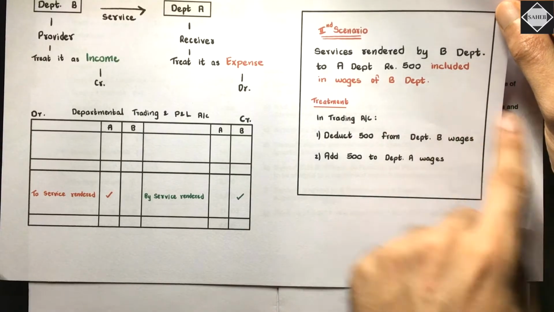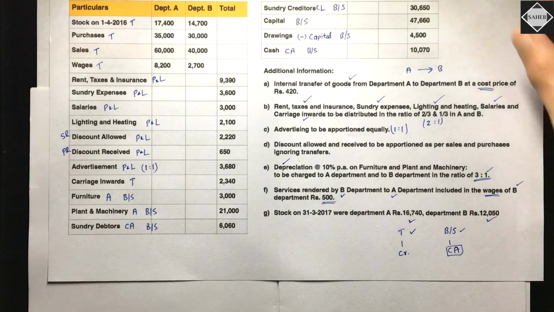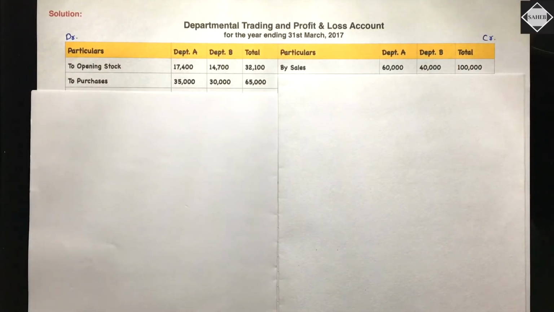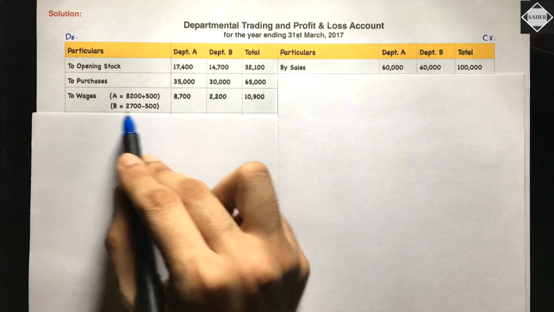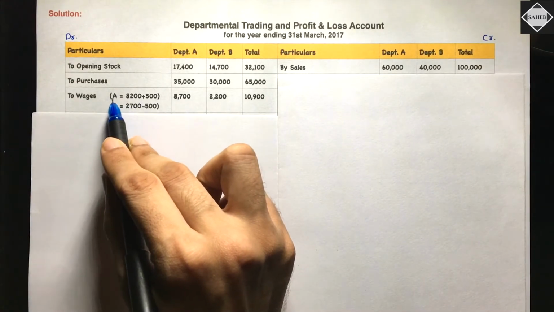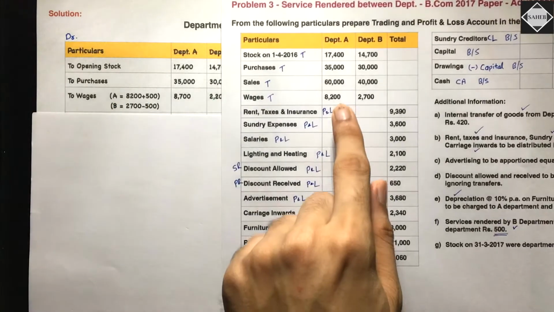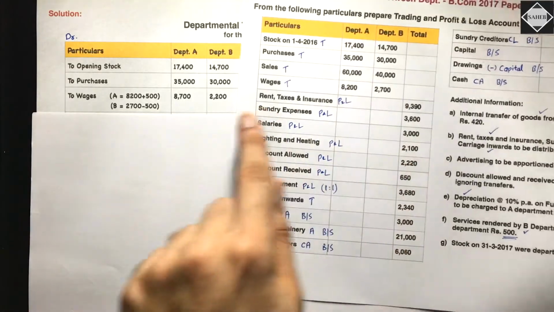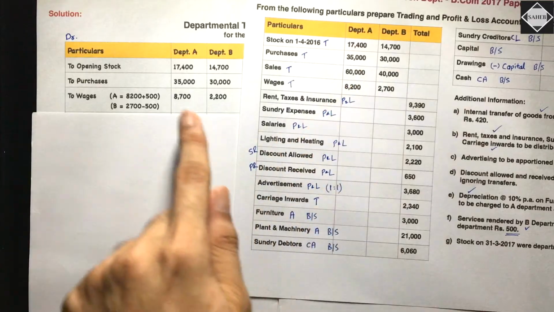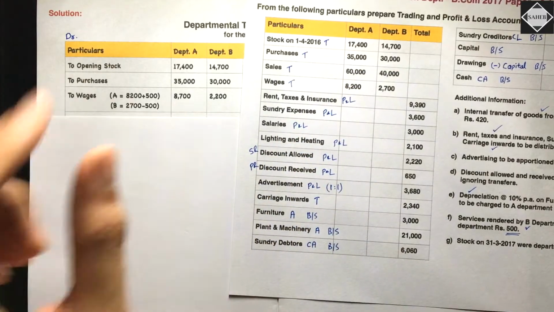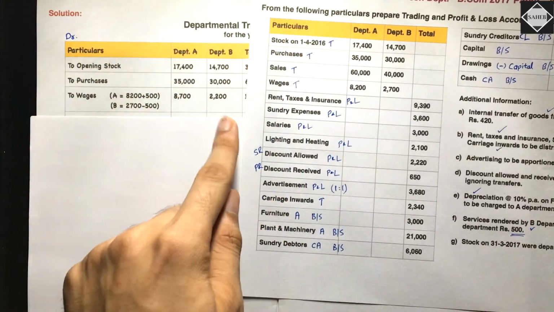Okay, if that wages line was not there, then we would have done this. Okay, right. So how it will happen? See here, let me just show you in the trading account. We will take two wages, but we will subtract 500 from the B's wages and we will add it in the A's wages. So the figures will change from the trial balance. In the trial balance, it was 2,700. 2,700 minus 500, that's equal to 2,200. 8,200 plus 500, that's equal to 8,700. That's the concept. Is it clear? B's wages are inflated. We are subtracting and bringing it down.